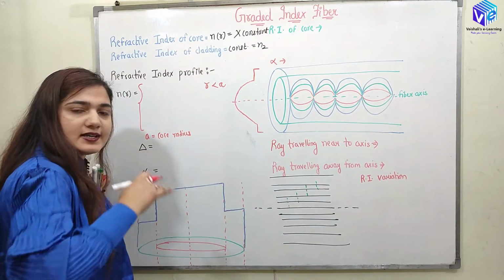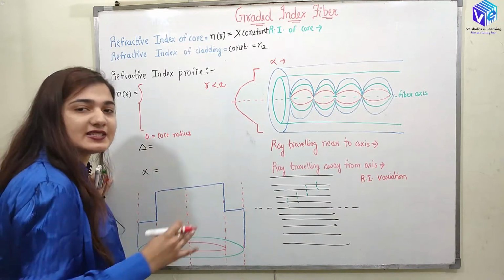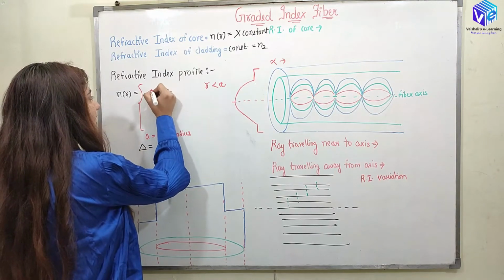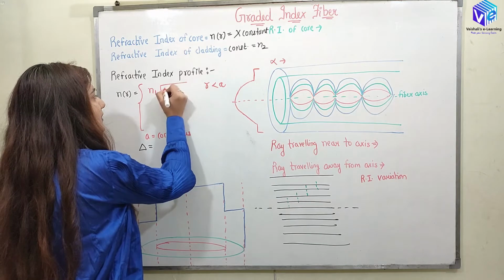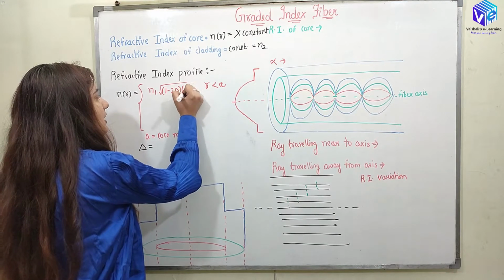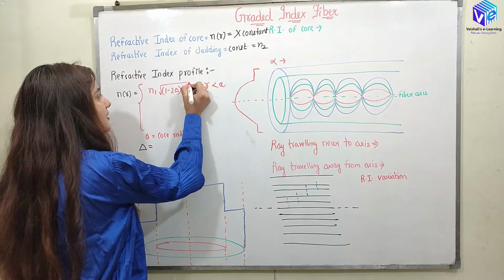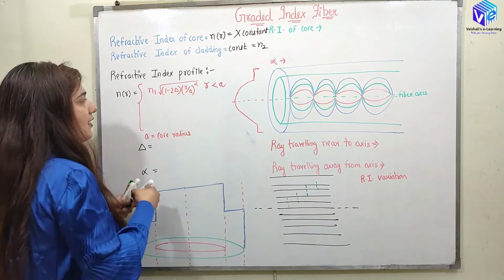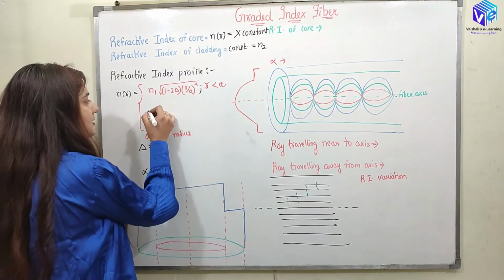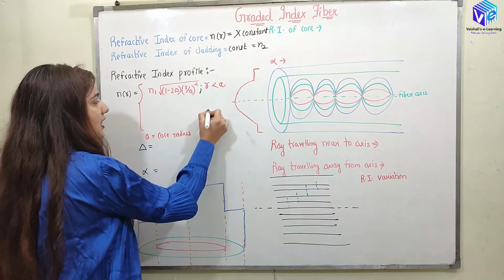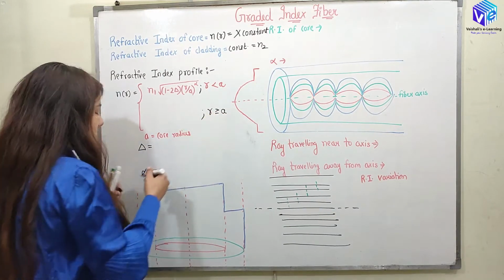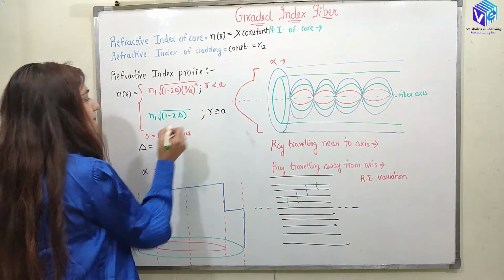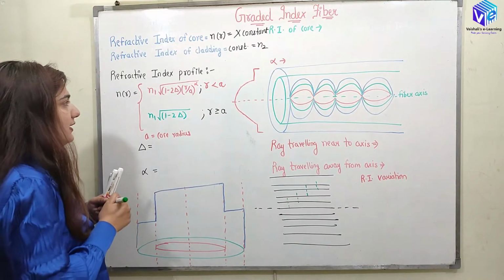When a is the core radius and the distance from the fiber axis is less than a, which means I am inside the core, n of r can be represented as n1 under root 1 minus 2 delta (r upon a) raised to power alpha. Here you can see if I change r, I will have a different refractive index. Now the refractive index when r is greater than or equal to a is given by simply n1 under root 1 minus 2 delta.